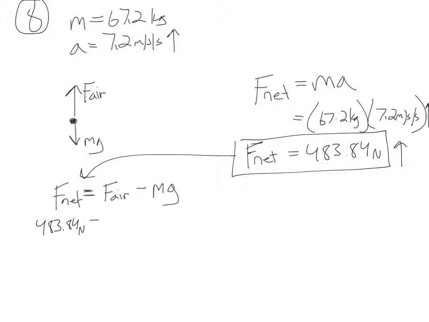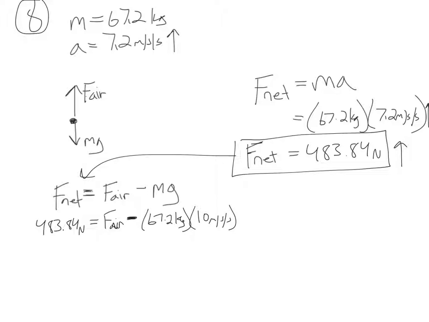483.84 newtons is equal to our air resistance, which we don't know, minus our weight, which we haven't calculated yet, but we can do that right now, 67.2 kilograms times, if we're talking weight, we're talking acceleration due to gravity. Now notice I don't put the acceleration due to gravity in there as negative, because I've already taken care of that over here. I'm already subtracting the weight. I'm already taking care of that direction.